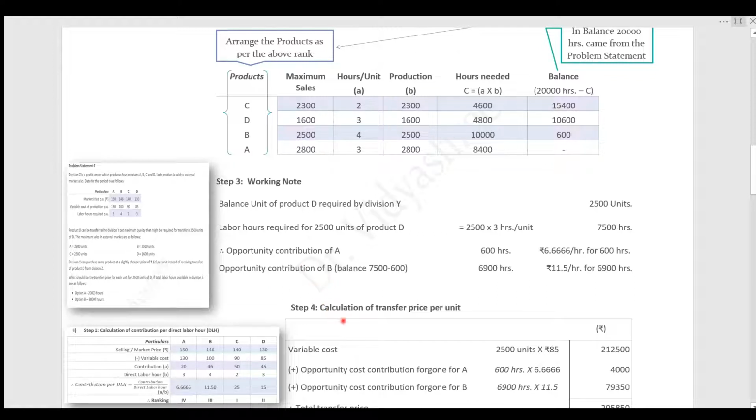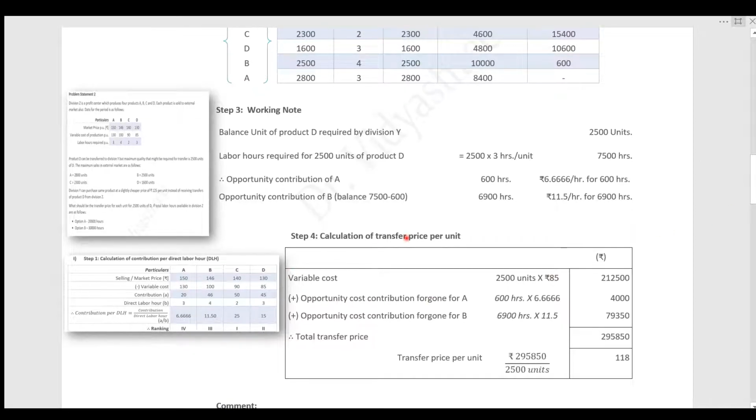So now we can proceed with the next step, that is calculation of transfer price per unit. Well, a very easy formula to calculate the transfer price per unit. It's nothing but variable cost plus opportunity cost. You get transfer price. If you want to get it per unit, you divide it by number of units. So let's take the very simple formula, variable cost plus opportunity cost. Well, variable cost is given in your question. So per unit it's given. We are selling product D. Just see the product D variable cost per unit is 85. So 85, and right now we are transferring 2,500 units. So you multiply this and you get this much.